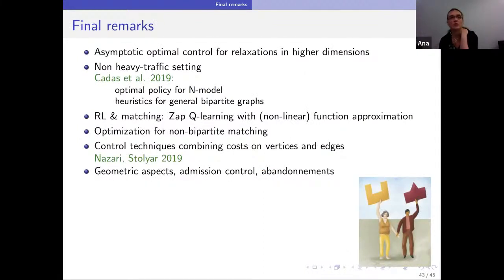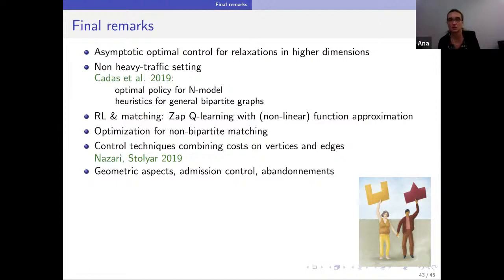I'll stop by giving some current directions and ideas for future work. So this was just using the workload relaxation in one dimension. Can we actually extend this to higher dimensions? This is still a work in progress.